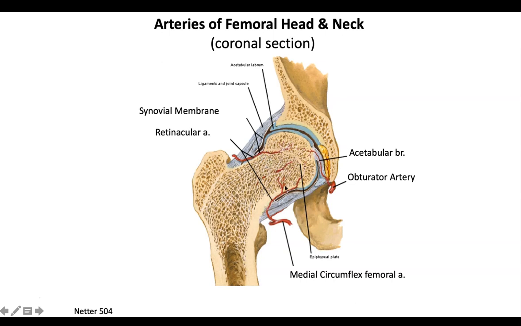In case of hip fracture, this blood supply of the head and neck of the femur is disrupted. In this case, the acetabular branch of the obturator artery is the only source of blood supply of the head and neck of the femur. And you can see this artery is very small, so it is inadequate for the blood supply of the whole head and neck of the femur.